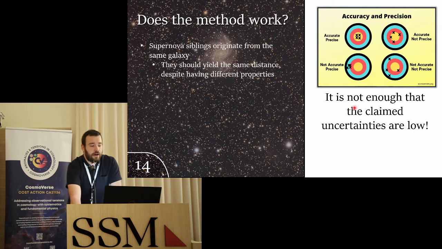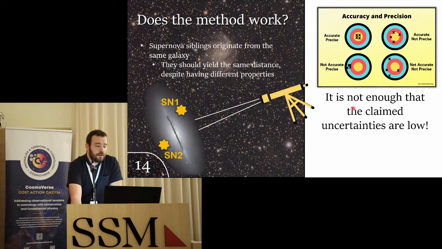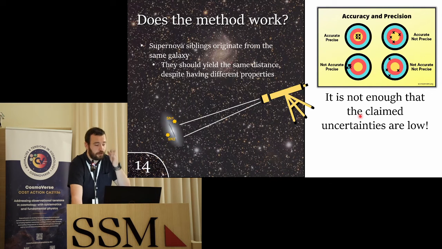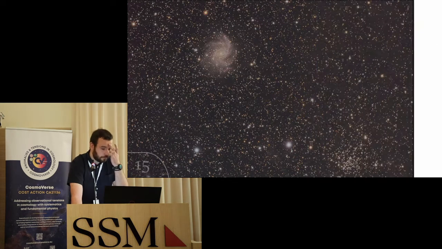Supernova siblings are supernovae that occur in the very same host galaxy. And the great thing about them is whatever you do, you know that they are in the same galaxy. So in the end, you should have the same distance for the supernovae. If you perform the radiative transfer modeling for both of these supernovae, you should, at least in principle, get distances that are in agreement with each other.